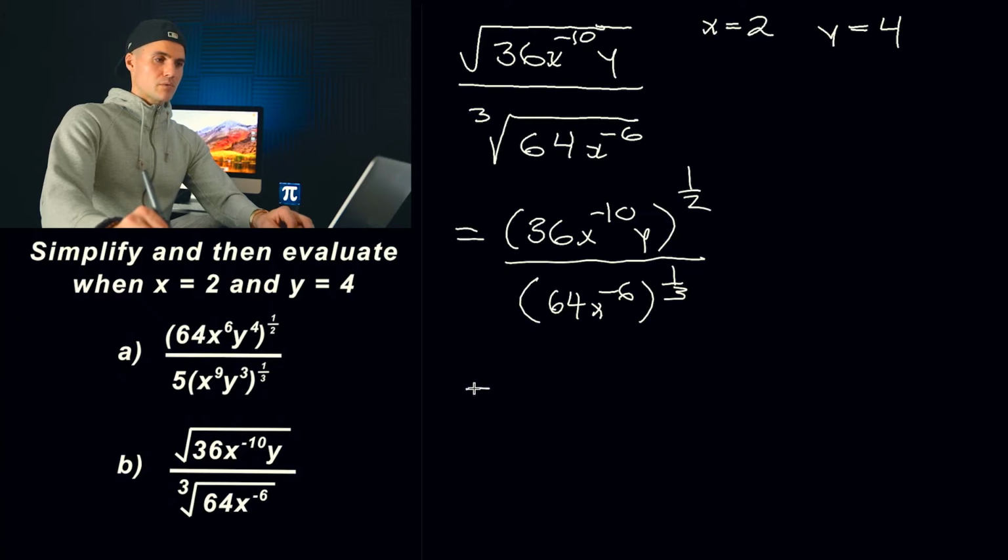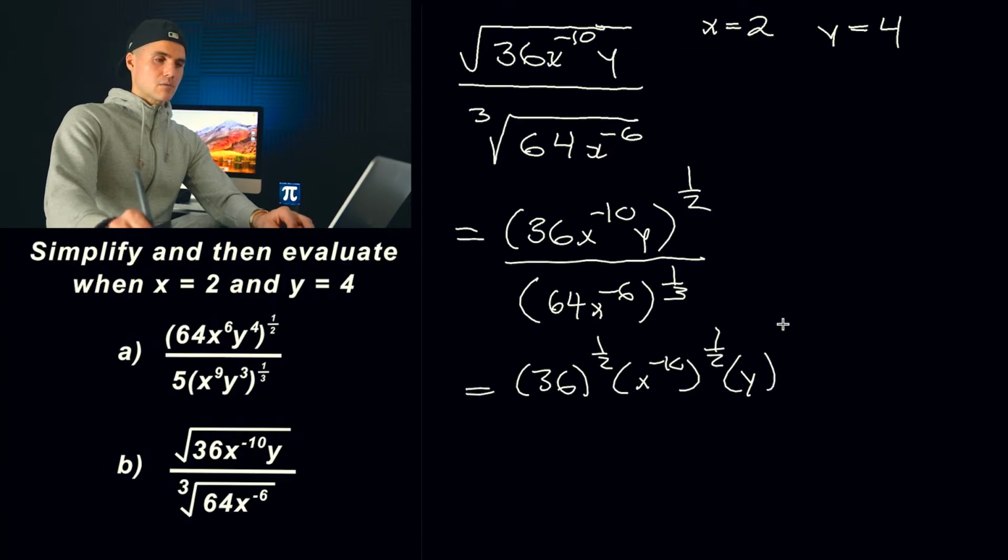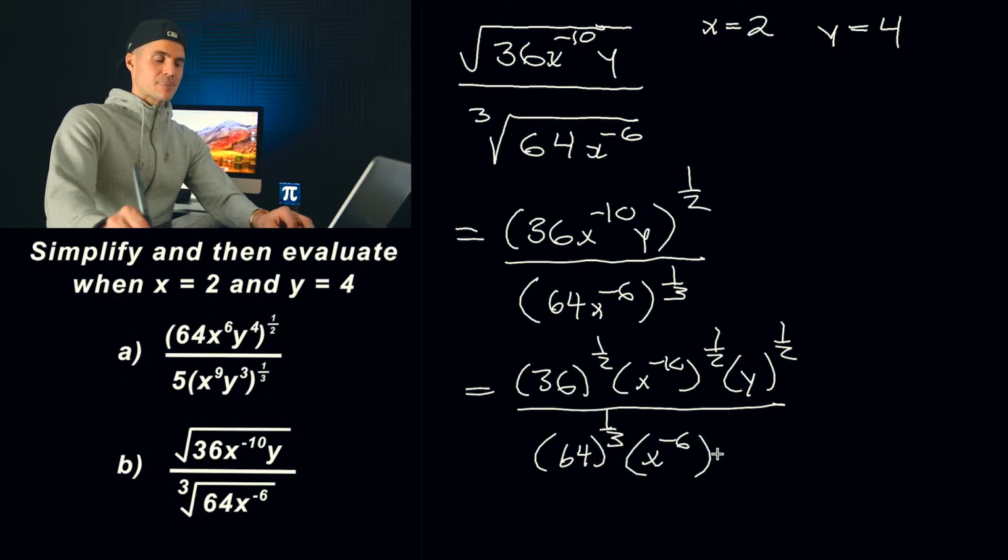Okay, and now what we would do is distribute the 1/2 to everything: 36 to the power 1/2, x to the negative 10 to the power 1/2, and y to the power of 1/2. Over here, 64 is going to go to the power 1/3, and x to the negative 6 is going to go to the power of 1/3, like that. So let's continue this over here.